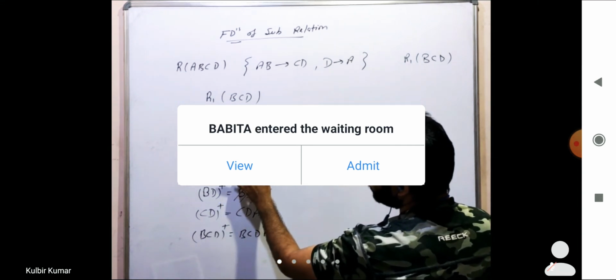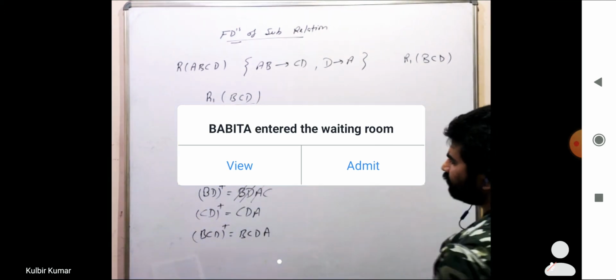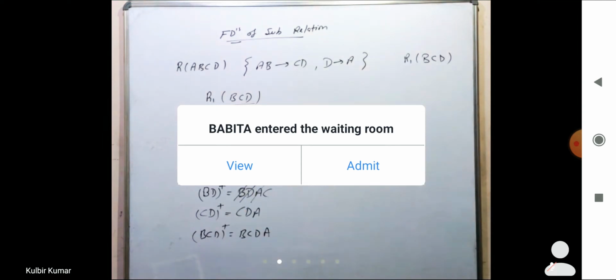We cannot take A because A is not in the relation, right? It is not in this sub-relation at all. We cannot take this one. So D goes to A, we cannot take this functional dependency.